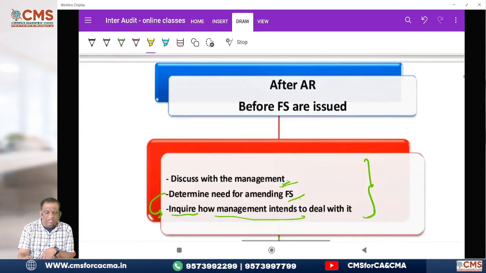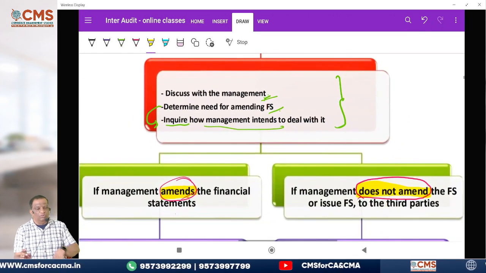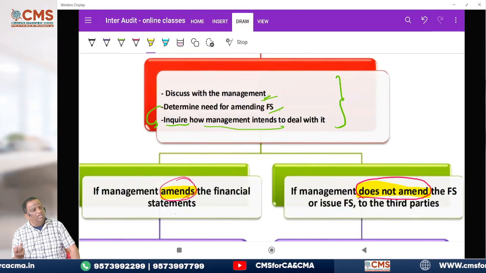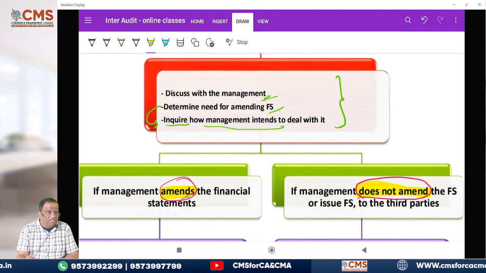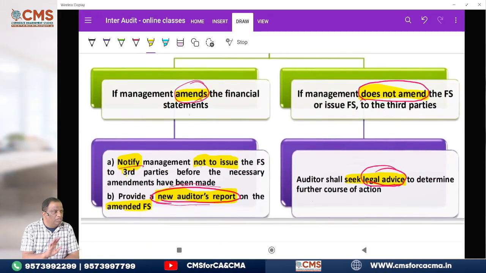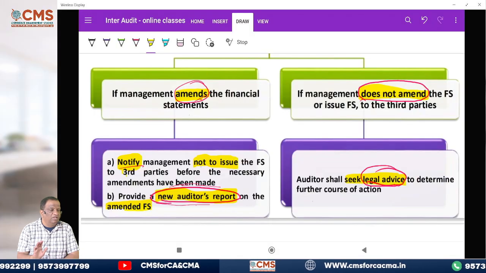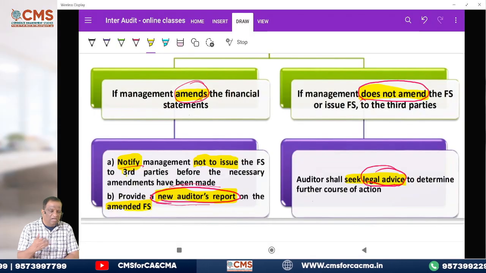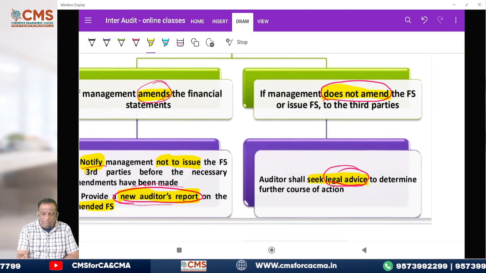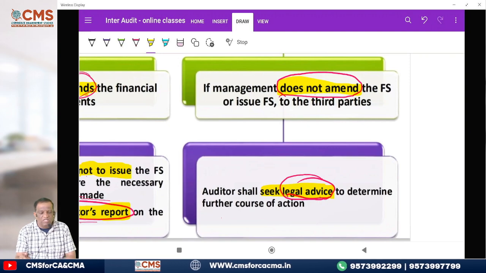Now, the second one, after the audit report but before the financials are issued, what will the auditor do? First, he will discuss with the management, determine the need for it, and inquire with the management how they intend to do it. If the management is willing to do it, it's very simple. Just alert them, that is, notify them. Don't circulate. You have not started circulating. Don't circulate to third parties till the time I give you the new one. And then you issue the new audit report so that they can go and circulate. But if the management does not amend the financials, then what will you do? Then you seek legal advice.